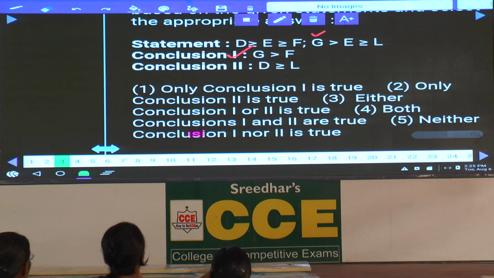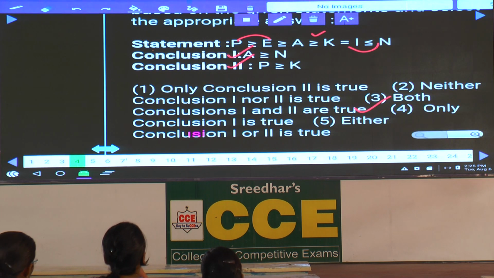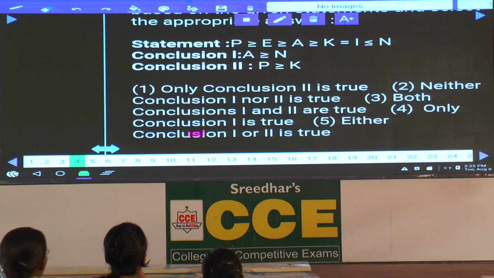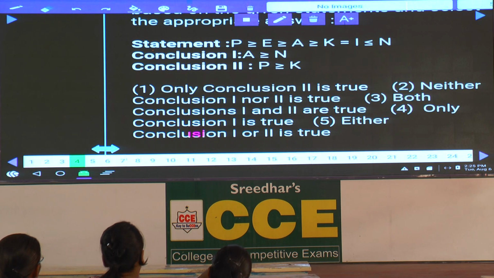Then coming to the second conclusion, D and L. D greater than or equals to E greater than or equals to L. D greater than or equals to L is also true. And so both the conclusions follow, that is choice four. Then in question number four, the relation between A and N. Now between A and N, there are two opposite symbols and so no relation can be drawn. Now between P and K, P greater than or equals to K, definitely true. Only two follows, that is choice one.